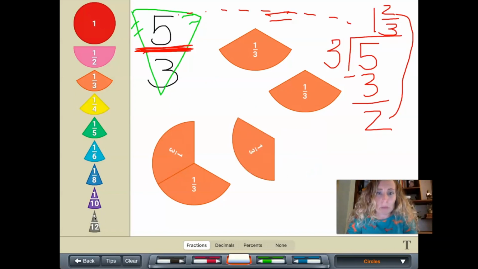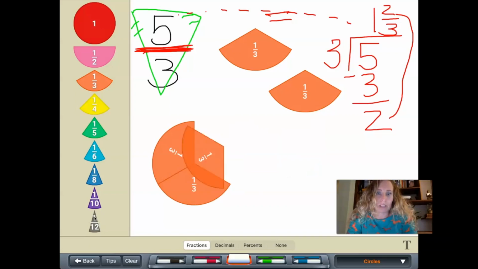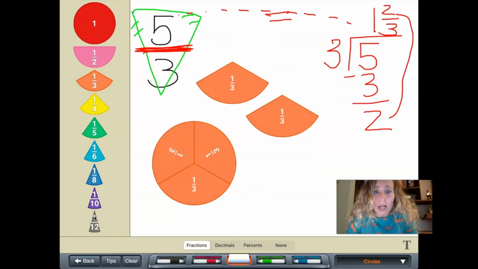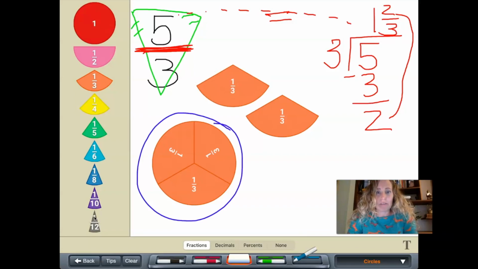Let's put these chips together and see if it actually matches. Oops, it's a little tougher than I thought. There we go. 1 whole and 2/3 left over, and that is equal to 5/3.